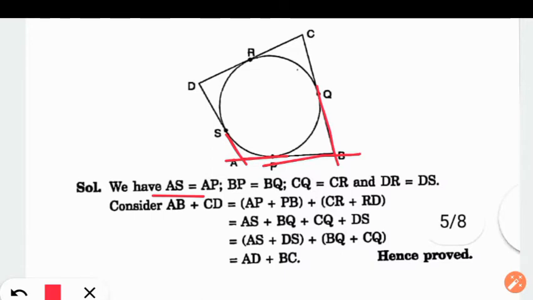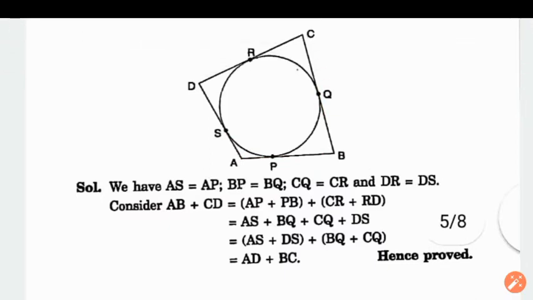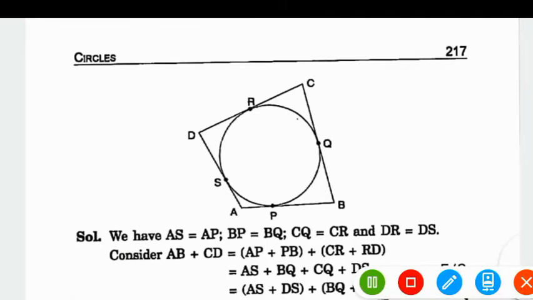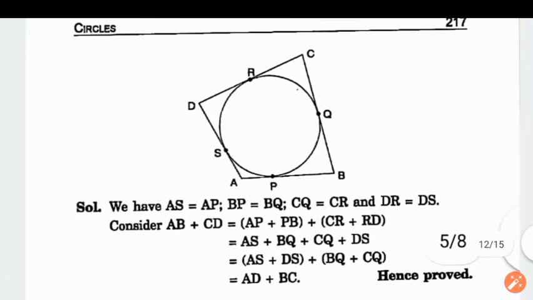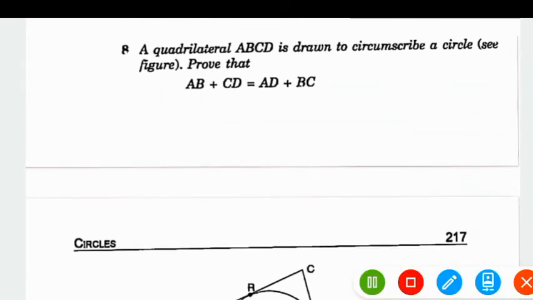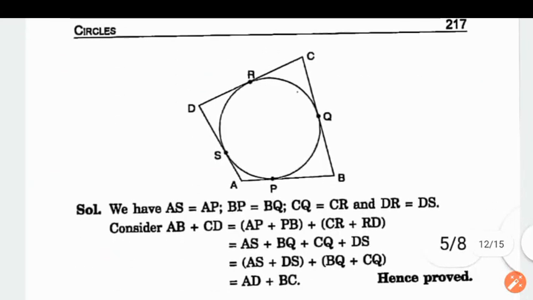Then CR must be equal to CQ, right? And DR must be equal to DS. We can write that. Now according to the proof, what we have in LHS, you can see we have AB plus CD. So add AB plus CD.